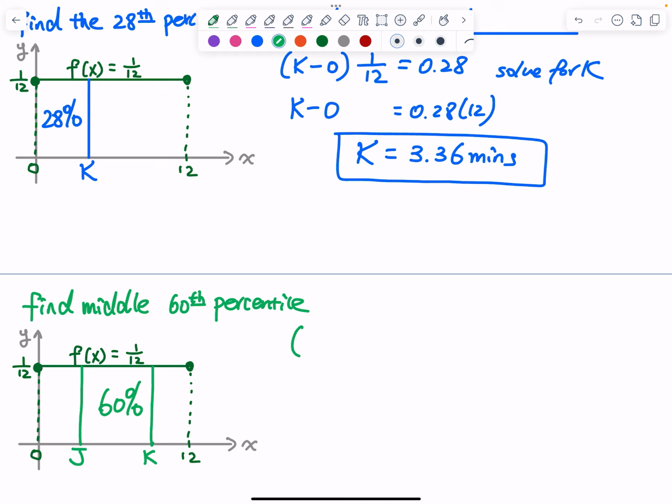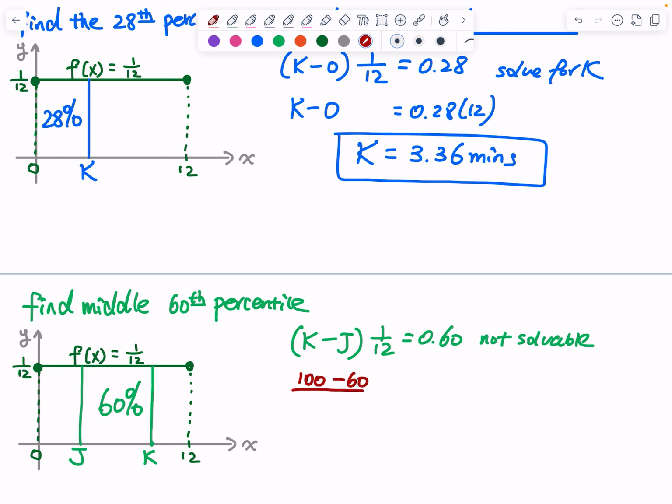Can we just do K minus J times 1 over 12 equals 0.60? This equation is not wrong, but it is not solvable because you cannot solve one equation with two unknowns. You have 60% right in the middle. How much do you have on each side? To answer that question, that will be 100 minus 60, and then divided by 2, 40 divided by 2, you have 20% on each side. Then this is 20%, this is 20%.